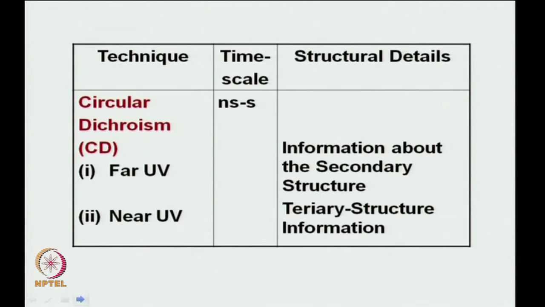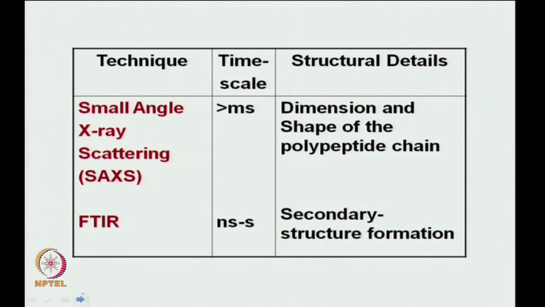The near UV looks at the tertiary structure. So, there will also be tertiary structural changes which happen in the near UV region, as you see, 350, 400 and all these things. Then there is something known as small angle X-ray scattering, popularly known as SAXS.